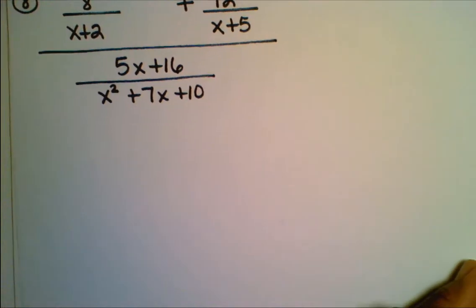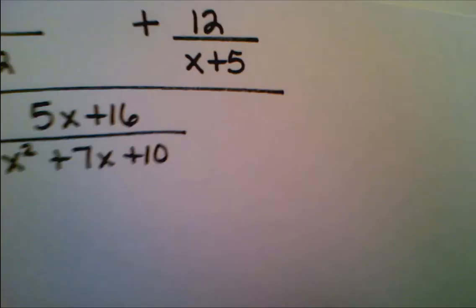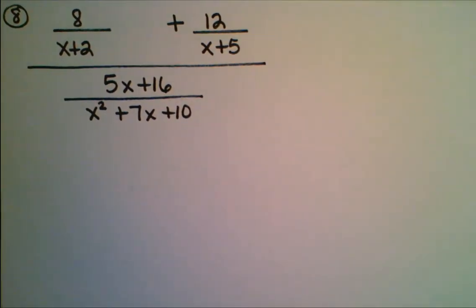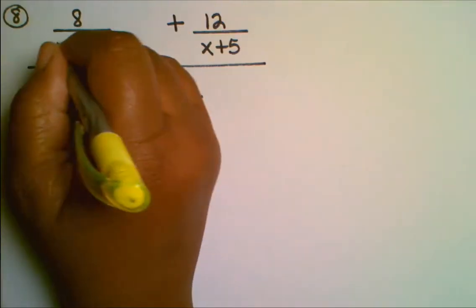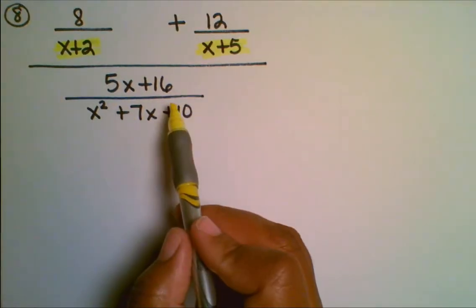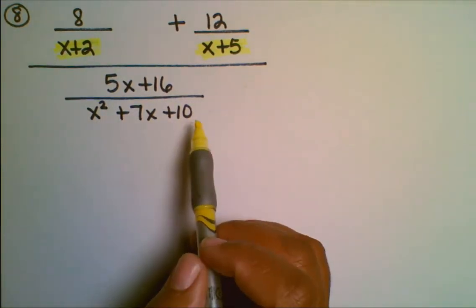Number 8, we have here 8 all over x plus 2 plus 12 over x plus 5. That is all over 5x plus 16 all over x squared plus 7x plus 10.